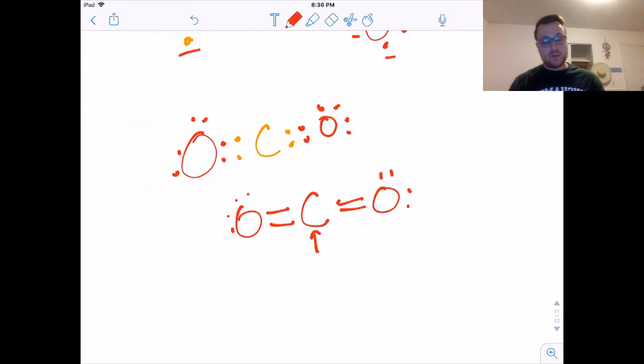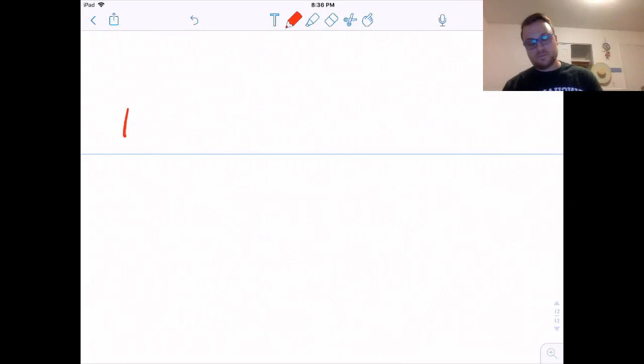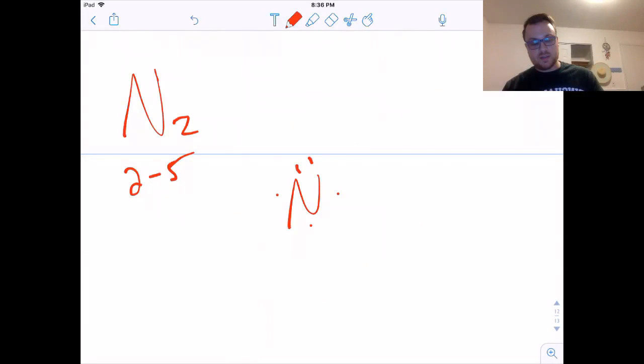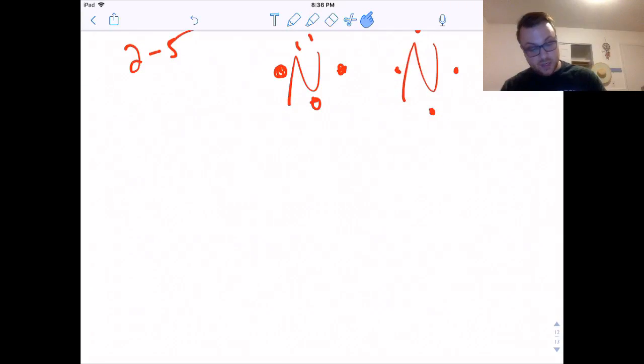So N is 2-5, and there's 2 of them. So we got one like this, and the other one also looks like that. 1, 2, 3, 4, 5. Those each have 3 electrons to share with each other. So this first N has 1, 2, 3 to share, and the other N also has 1, 2, 3 to share. Since there's only 2 atoms, you have no choice but to be linear. There's 2 atoms. Linear, and this is a triple bond.